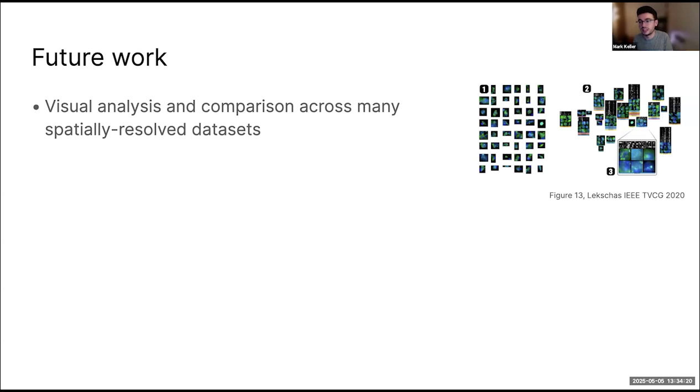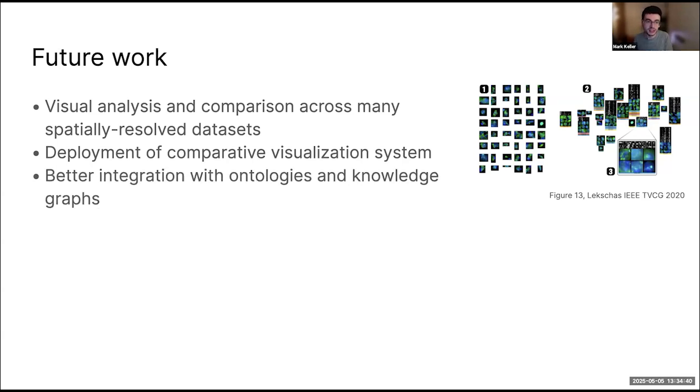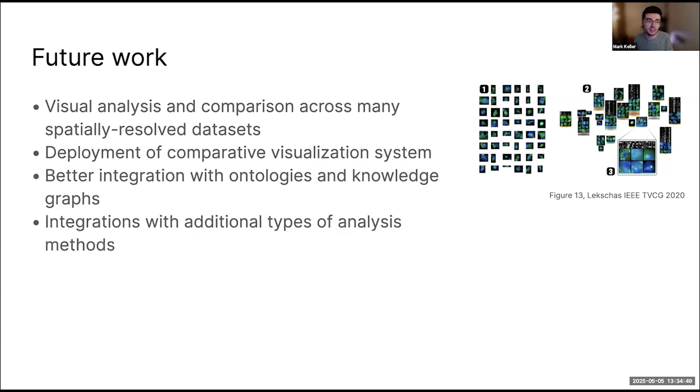So one idea would be to use this small multiples approach, and there are tools from the visualization literature that we could explore to do this, to deploy the system as well. So at least to the users within the Kidney Precision Medicine project who are interested to view this data, as well as we can always have better integration with ontologies or knowledge graphs to help them validate different findings, as well as to integrate additional analysis methods.